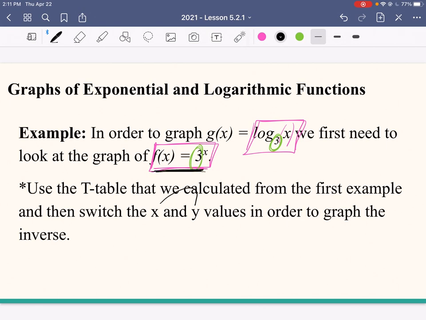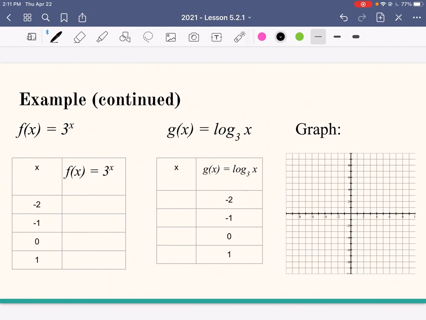Then we will switch the x and the y values in order to find the table values for the inverse, which is the logarithmic equation. All right, so f of x equals 3 to the power of x. We already went through this, but just as a reminder, if we plug these in, we'd get 3 to the power of -2, which is 1 over 3 squared, which is 1/9. Okay, the next one was 1/3. The next one was 1, and the next one was 3.